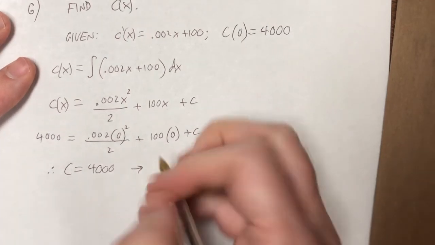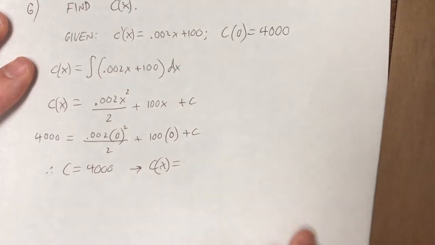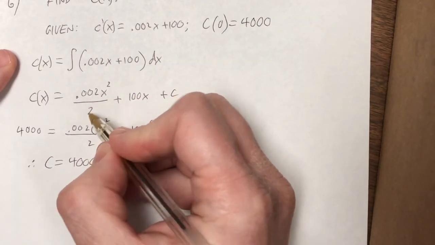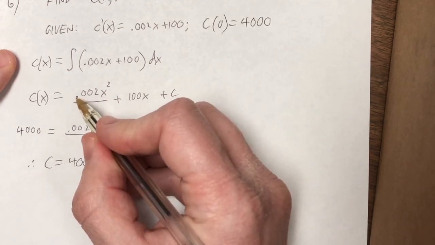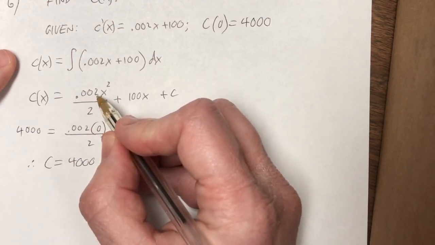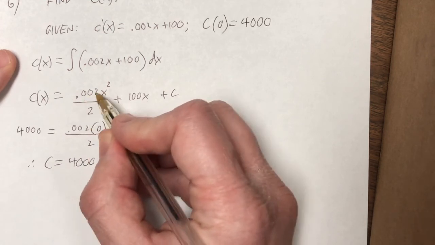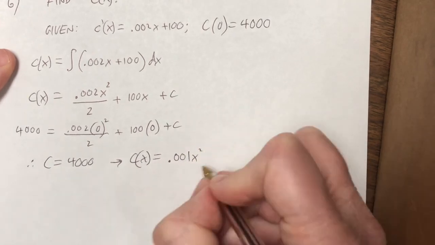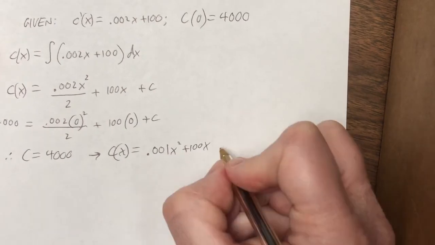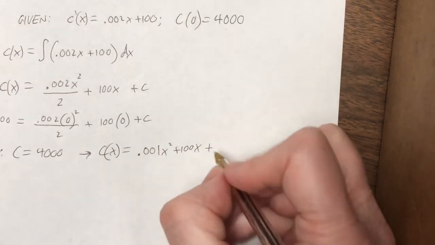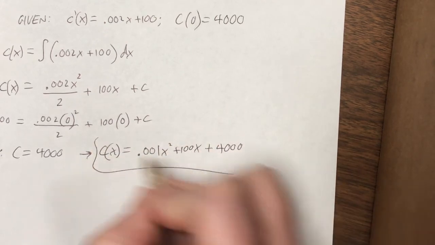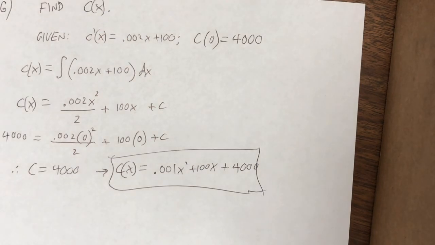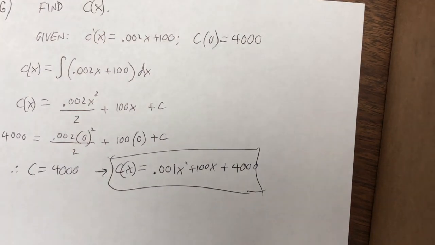Which implies that the function we're looking for, which is our cost function, C of x, is equal to what? Well, let's go ahead and reduce this. So this is what, 0.002 or 2 what? Thousandths. 2 thousandths divided by 2. That's going to be the same as 0.001. x squared stays the same. Plus 100x stays the same. Plus what we just came up with for c, which is 4 grand. And we are finished. We are finished with the notes from section 1 in chapter 11.